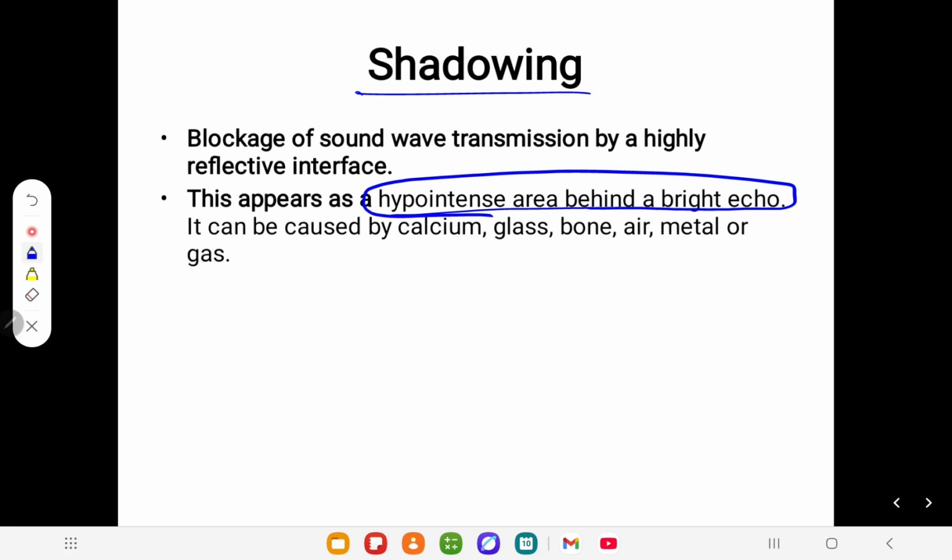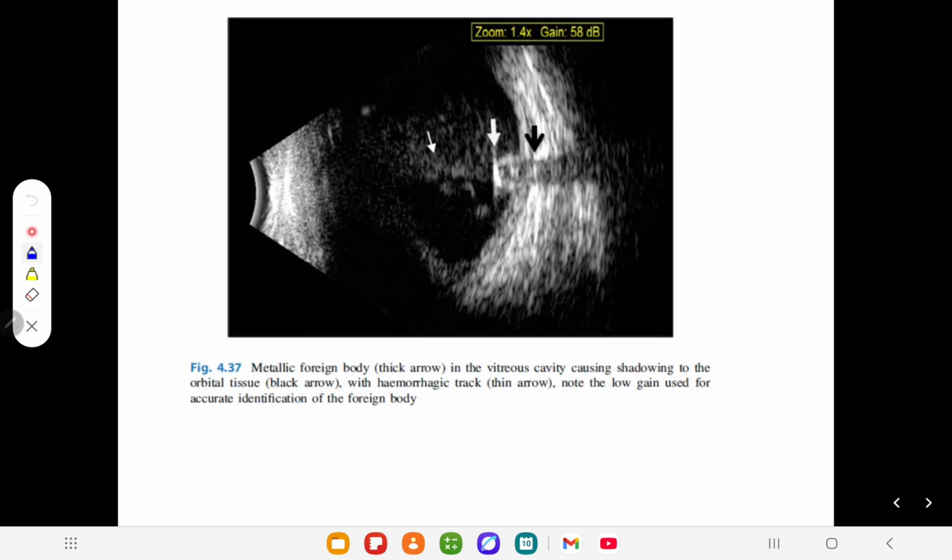It's very important to understand because to tell the shadow there must be a light, isn't it? So normally there is a light, but there is something that blocks that light intensity in USG. It can be caused by calcium, gas, bone, air, or metal. Okay, let me show you.